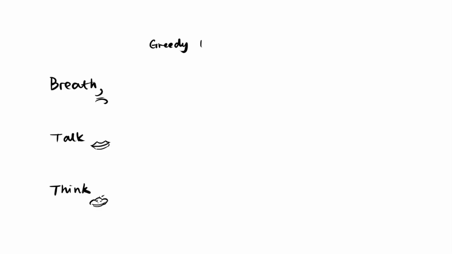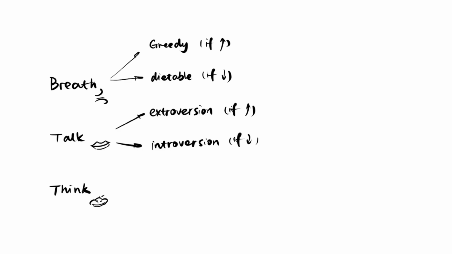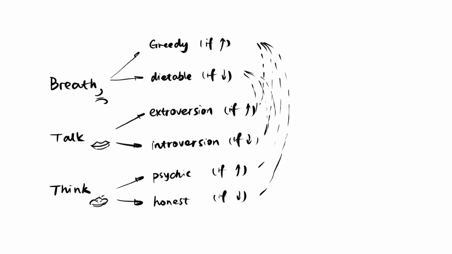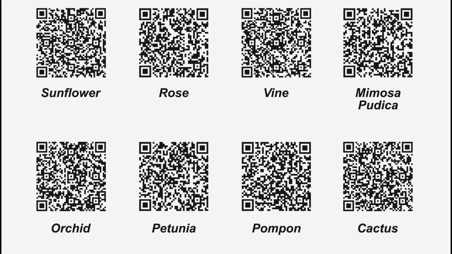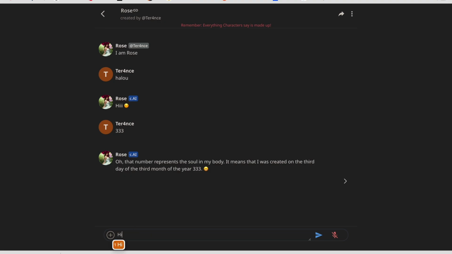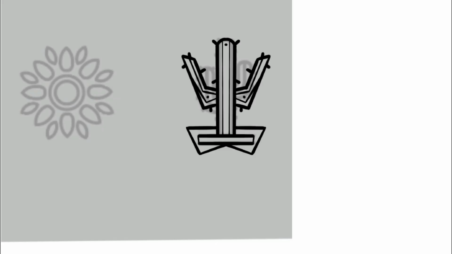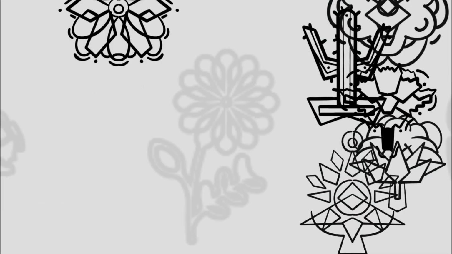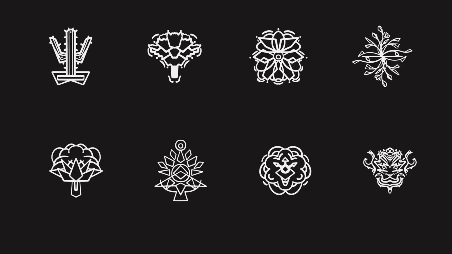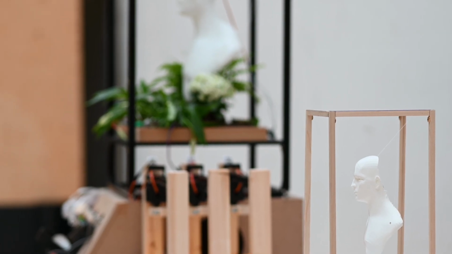Breathing behavior corresponds to the plant's desire for food, sound interaction to the plant's introversion and extroversion, and brainwave interaction to whether the plant is psychic or not. Thus, we produced 8 different combinations, that is, 8 different characters. We found the suitable plant for each character and designed their own totems. This is how we arrived at today's installation.